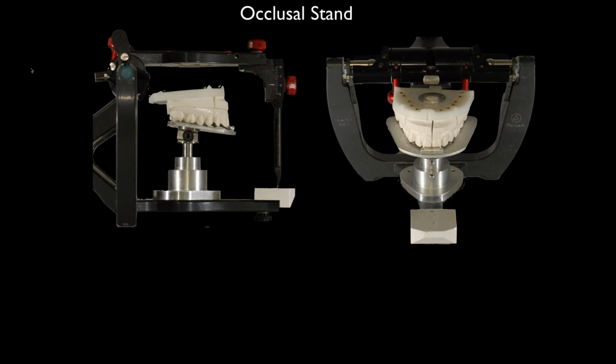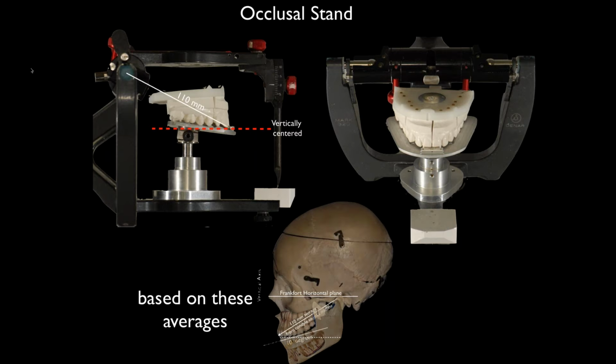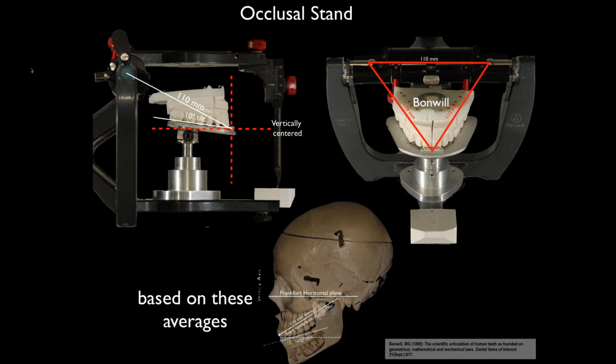So when we look at this occlusal stand, again, it's based completely on these same exact averages they're taking from the skull, right? 110 millimeters vertically centered, 10 degree tilt, exactly all the averages that come from Bonwell, who spent years studying skulls, and I'm really happy he did because he gave us his information. And it works out pretty good.